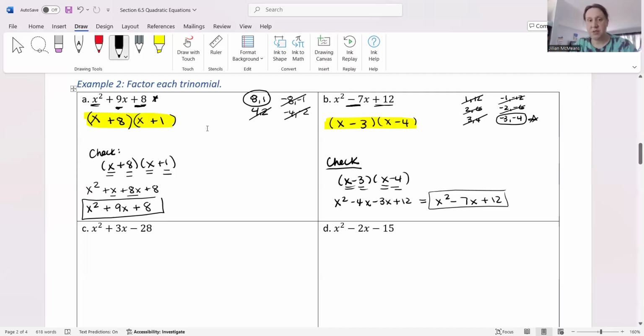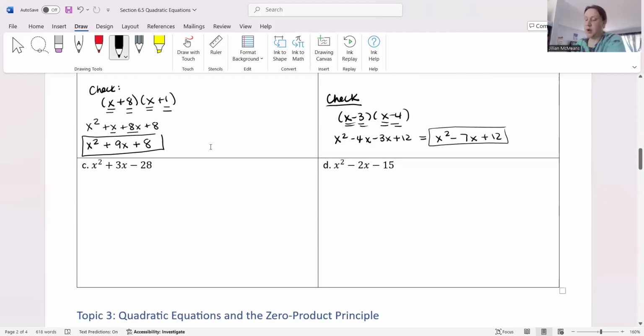So let's look at part C and D. All right. So part C, we have x squared plus 3x minus 28. Please know that in all 4 of these examples, the coefficient of the squared term is 1. We did that by design. If the coefficient of the squared term is not 1, it's a different process. Don't worry about those. I'm not going to test you on that.